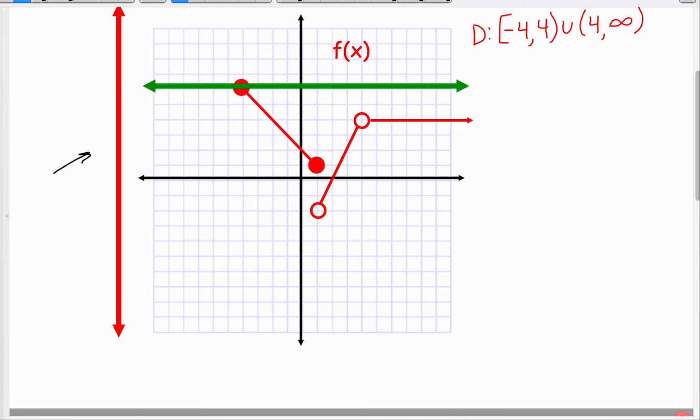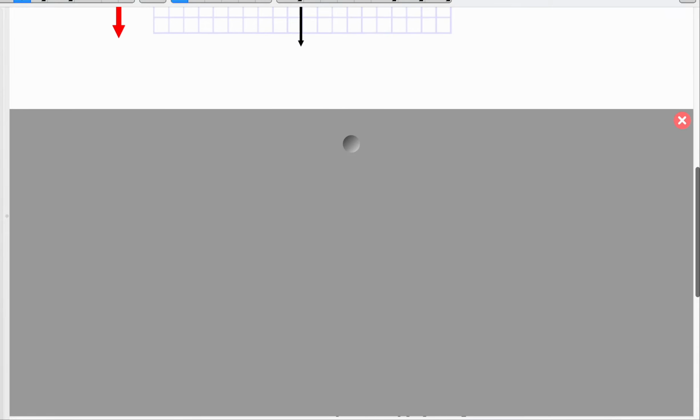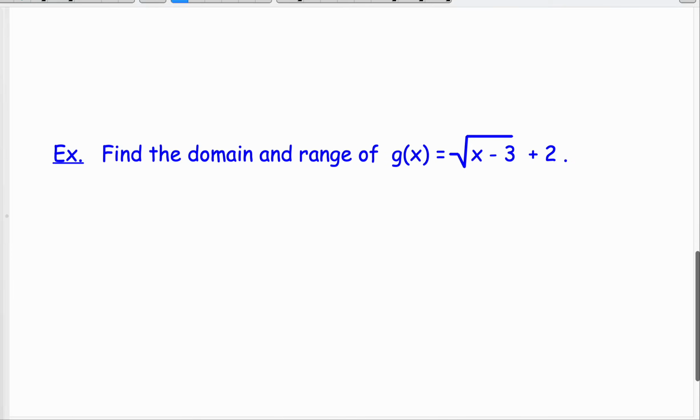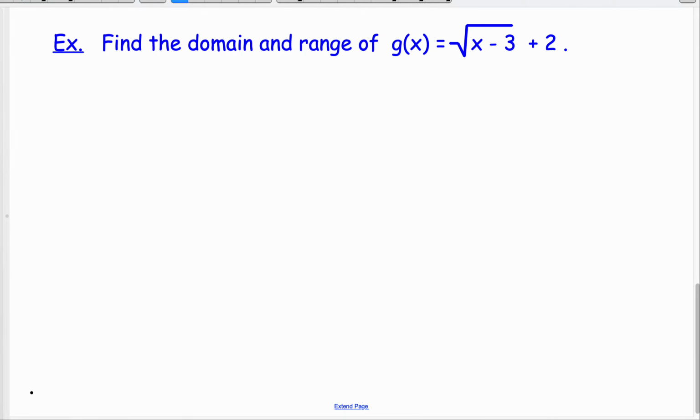So our range, we use capital R, from -2 to +6. We're not including the -2, we had an open circle there, but we are going to include the 6, so we put a bracket. So it's pretty easy to see when you have a graph. What happens if you had just an equation? Find the domain and range of this equation.